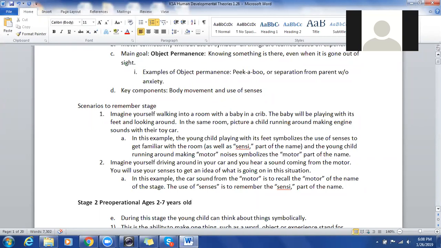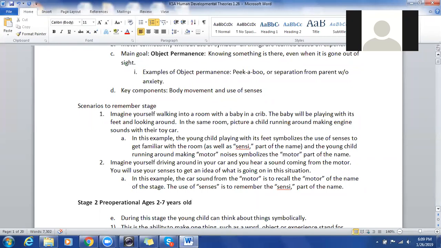So a lot of parents spite their kids' experience and learning because they don't let them explore, given there are dangerous situations where you wouldn't want them to. However, that is what we're looking at here. In 2 scenarios to remember the stage, depending on what type of imagery you want to have, imagine yourself walking into a room with a baby in her crib. The baby's playing with its feet and looking around. In the same room, picture a child running around making engine sounds with their toy car.